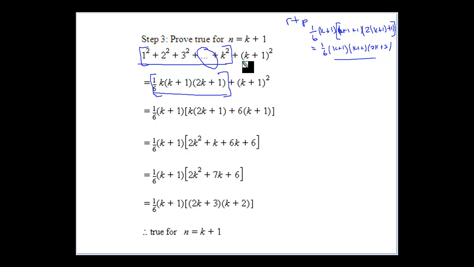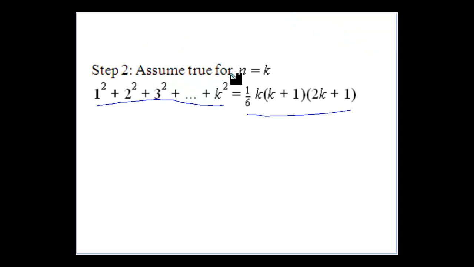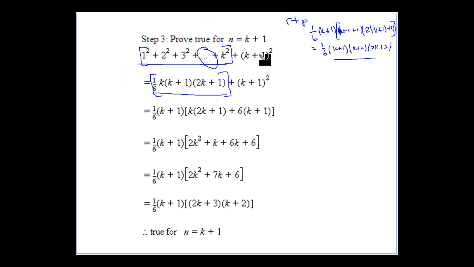All we've got left over is what? The k plus 1 all squared. And that just keeps being added on. So those two statements were equal. That's what we got from step 2. That statement was equal to that statement. So we're able to make that substitution in there and we get the k plus 1 all squared.